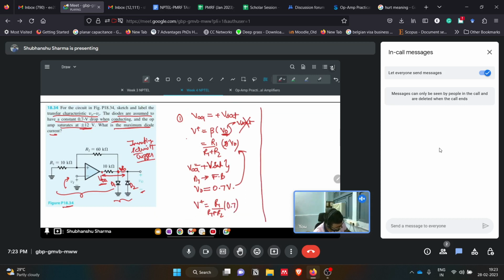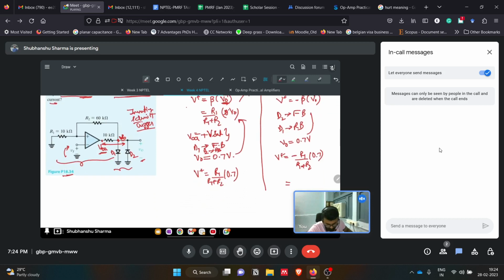Fine. Similarly, when V naught A is minus V sat, then what will happen? V plus is given by minus beta of V naught. But what will be beta here? When the output is negative, D2 will be conducting, forward biased, and D1 will be reverse biased. In the previous case D2 was reverse biased, so in this case it will be the opposite. Then again V naught will be 0.7 volts. So V plus will become minus R1 by R1 plus R2 into 0.7 volts. So this will be minus plus 0.1 volt.